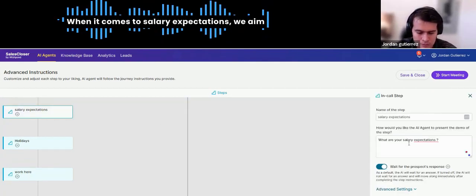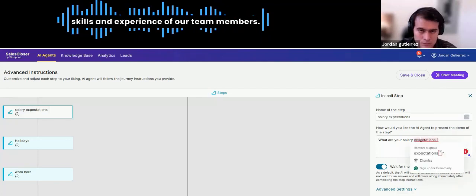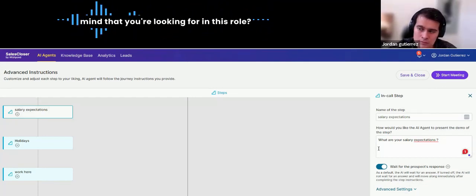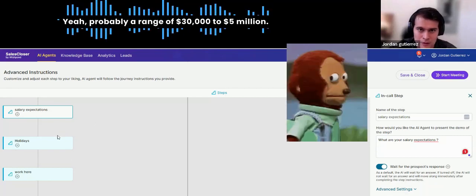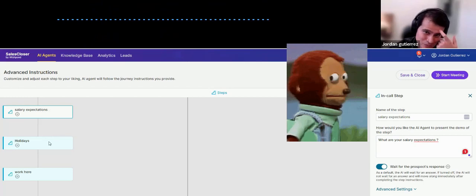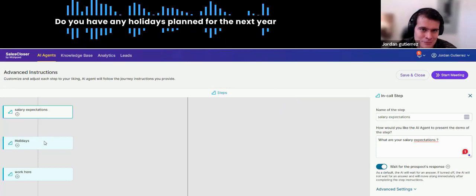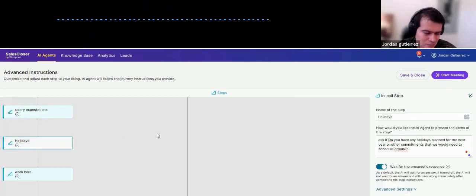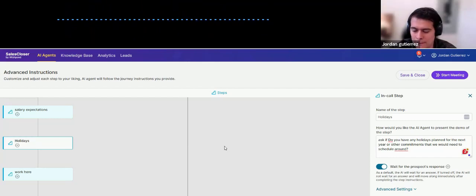When it comes to salary expectations, we aim to offer competitive compensation packages that reflect the skills and experience of our team members. Do you have a specific salary range in mind that you're looking for in this role? Probably a range of $30,000 to $5 million. That's quite a range. It's always good to have a sense of what you're looking for. Do you have any holidays planned for the next year or other commitments that we would need to schedule around? Just Christmas. I think Christmas I like to take some time off.